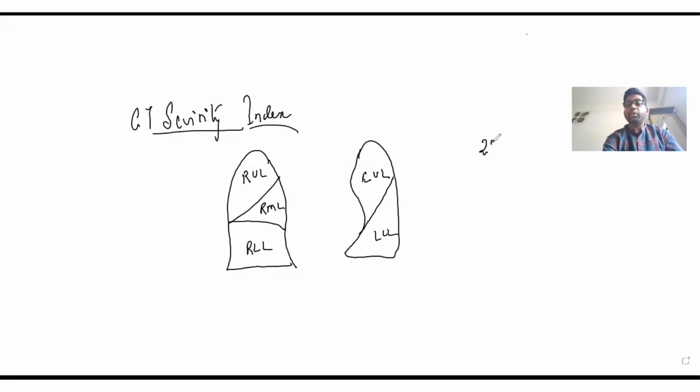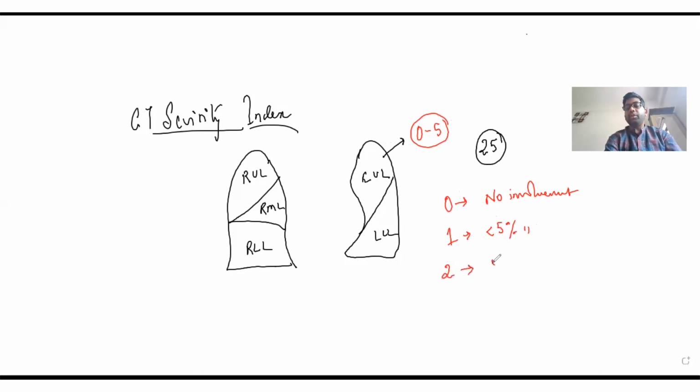So how do we get a maximum score of 25? Because each segment is scored from 0 to 5, the maximum score that can be present is 25. What is 0? 0 means there is no involvement of the lung. A CT severity score of 1 means that there is less than 5% involvement. A score of 2 means that around 5 to 25% of that lung segment has been involved. A score of 3 means around 26 to 50% involvement.